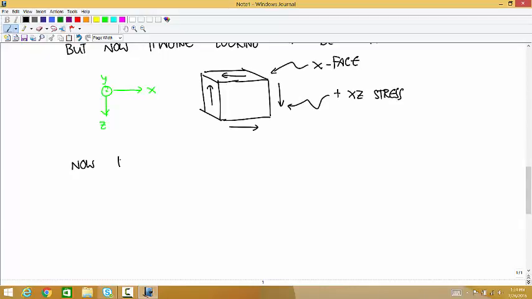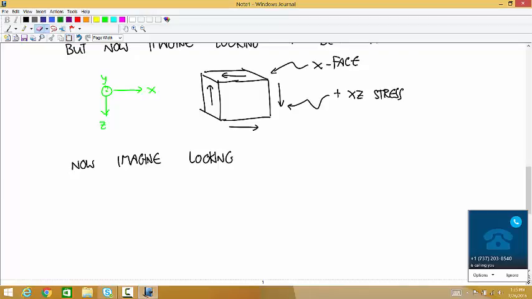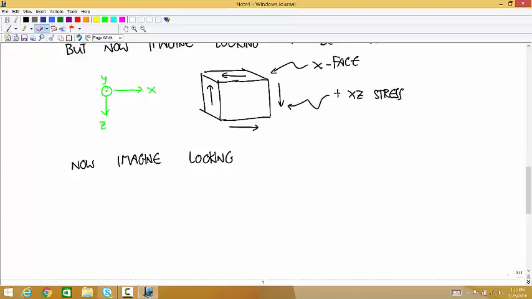Now imagine that you're looking at this beam from the... this is getting too complicated. So don't imagine this. But the take-home message is this.